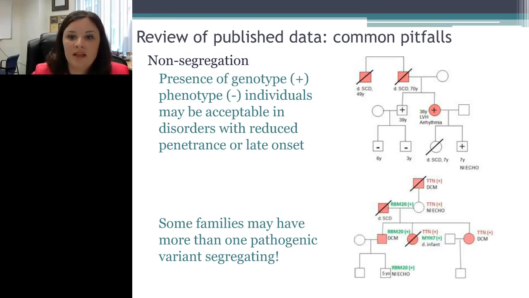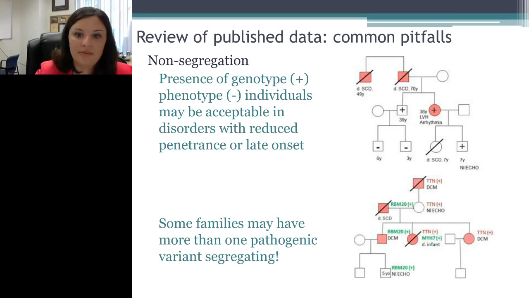So the top family that I'm showing you here has a 30-year-old individual with left ventricular hypertrophy, which would be a sign of hypertrophic cardiomyopathy, and they also had arrhythmia, and we know that this individual had a family history of sudden cardiac death. So they were positive for a variant that we know to be pathogenic in our lab. However, this individual's brother was also positive but not yet displaying signs of disease. In this case, this isn't really evidence against disease, especially because we've already established that this variant is pathogenic.